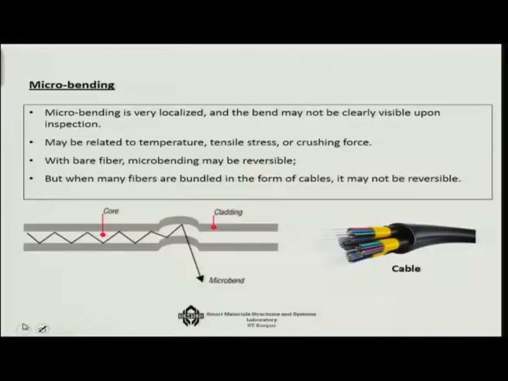Micro bending, on the other hand, is very localized, like suddenly there is a bending in the cladding here, and this may not be clearly visible upon inspection. It may be related to temperature, tensile stress or crushing force, etc. And with bare fiber, micro bending may be reversible, but when many fibers are bundled in the form of cables like this, then micro bendings are not reversible. You cannot make it straight. So, you have to allow that much loss of signal in the micro bending part of it.